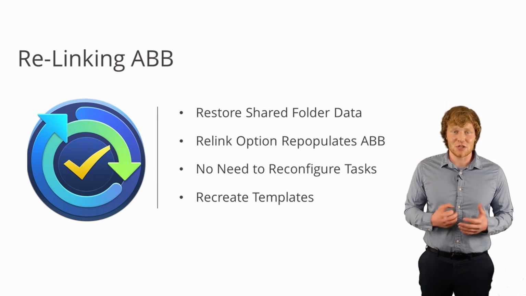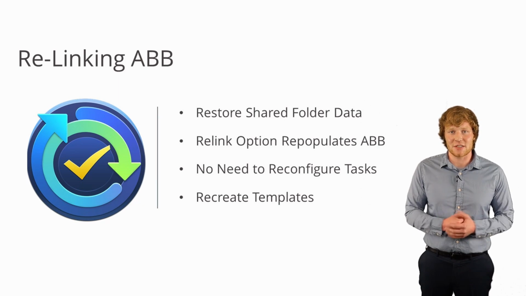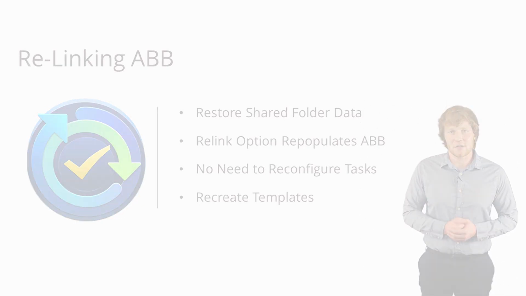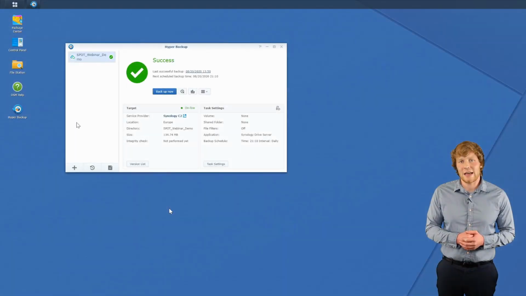That way you can keep your versioning history and also have all your configuration settings go back to the way that they were before that instance took place. Let's take a look at how this works. I'm going to start here in a particular instance of DSM, and I'm going to go to Hyper Backup and then Restore from my C2 account.